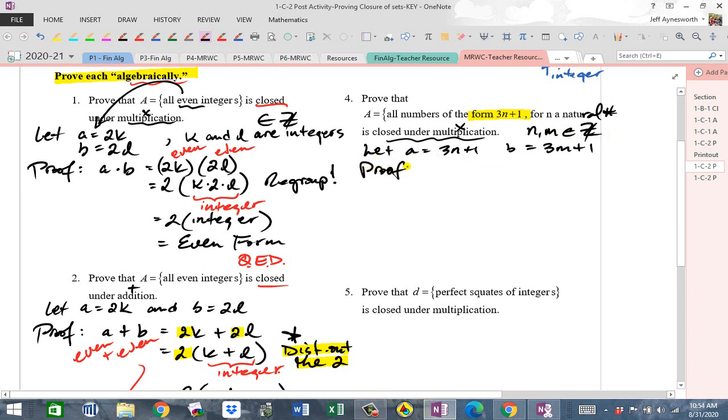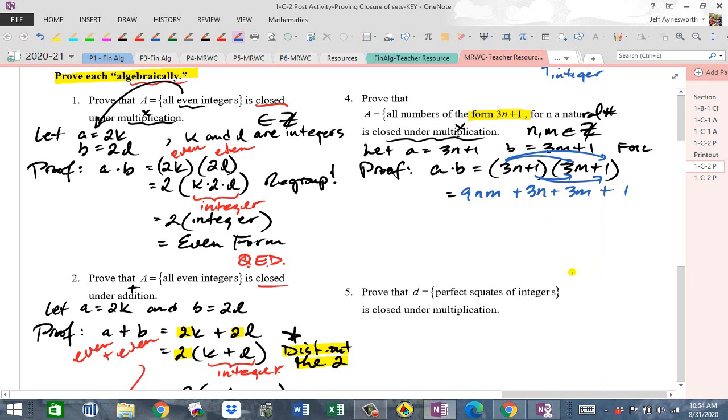You multiply them together and see what happens. So A times B is equal to 3n plus 1 times 3m plus 1. You multiply and use the FOIL method again, or the distributive property. So 3n times 3m is 9nm, 3n times 1 is 3n. Again, this is an algebra 1 based proof. 1 times 3m is 3m, and 1 times 1 is 1, just like the previous problem.